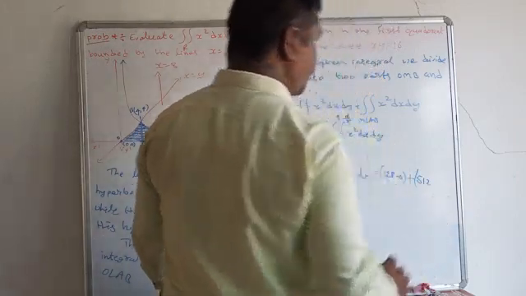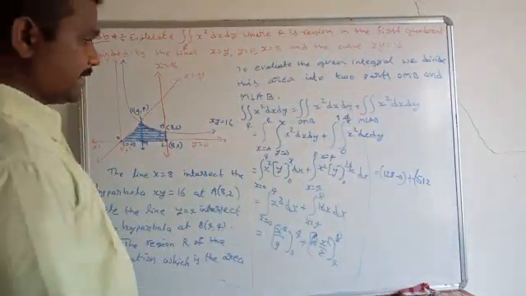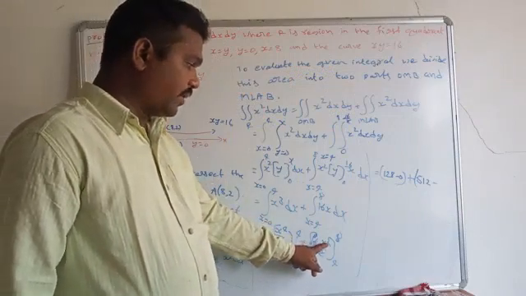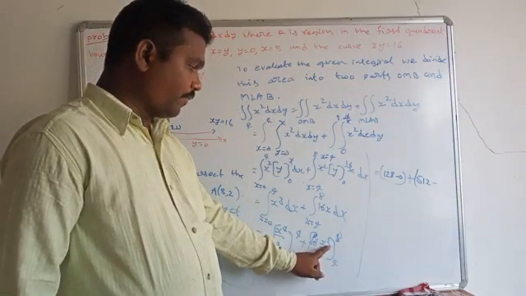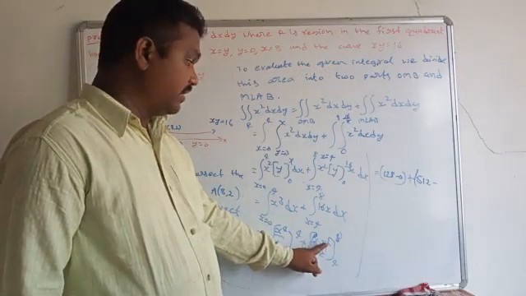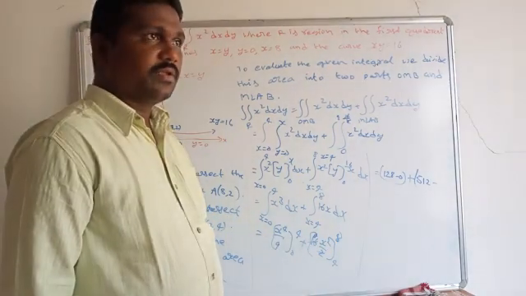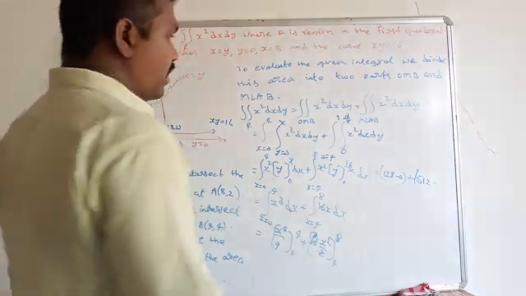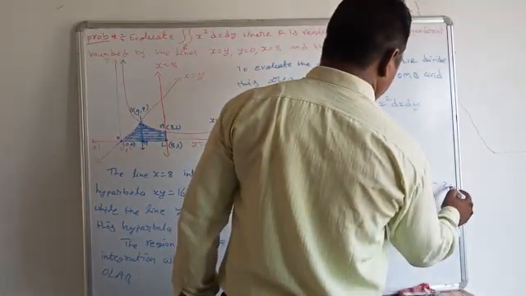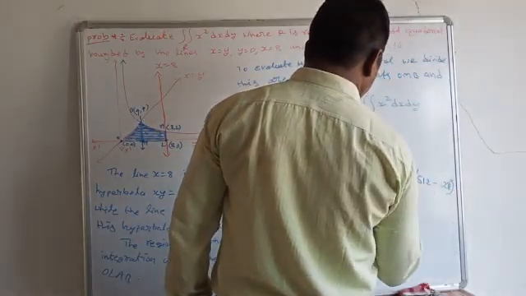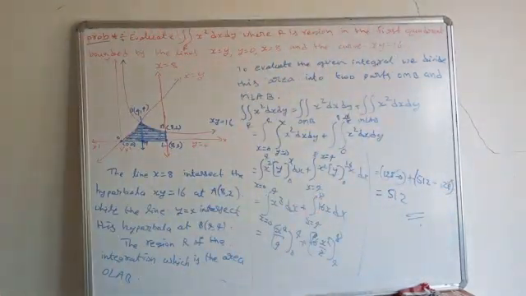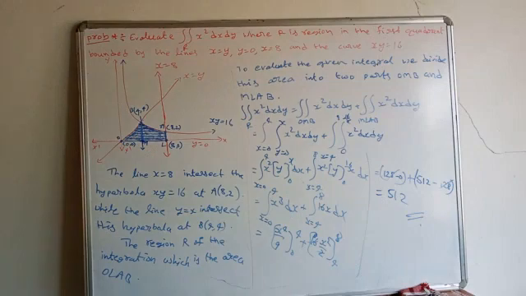512 minus x plus 4. 4 4s are 16, 16 8s are 128. Minus 128 plus 128 cancel. Final answer 512 square units.